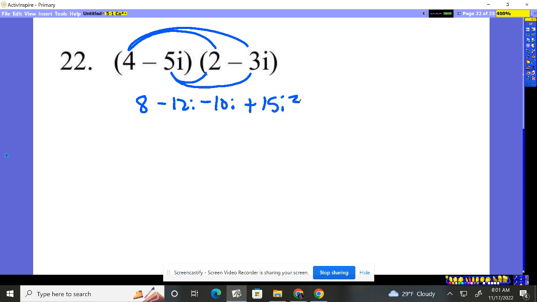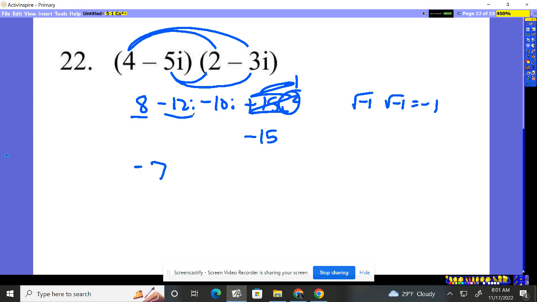We just said in the last video, or the last one we just probably did, i squared means square root of negative 1 times square root of negative 1, which is negative 1. That's going to change that to a minus 15. So now putting my numbers together, 8 minus 15 is negative 7. Minus 12i, minus 10i, minus 22i. And there we have the answer. Again, real number part first, imaginary number part second.